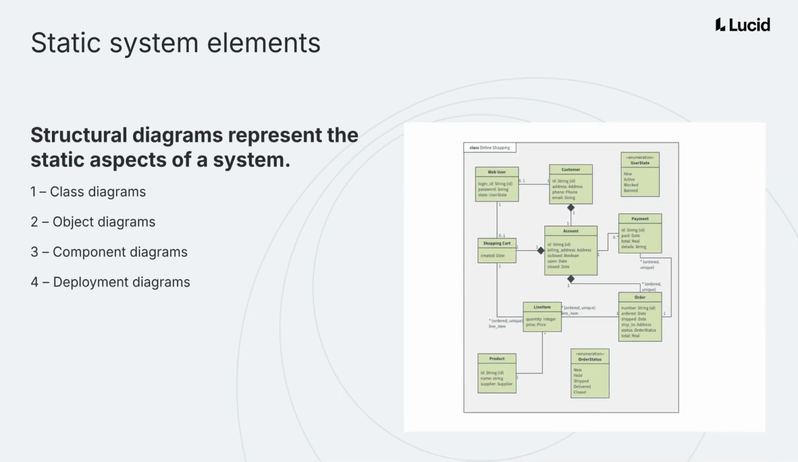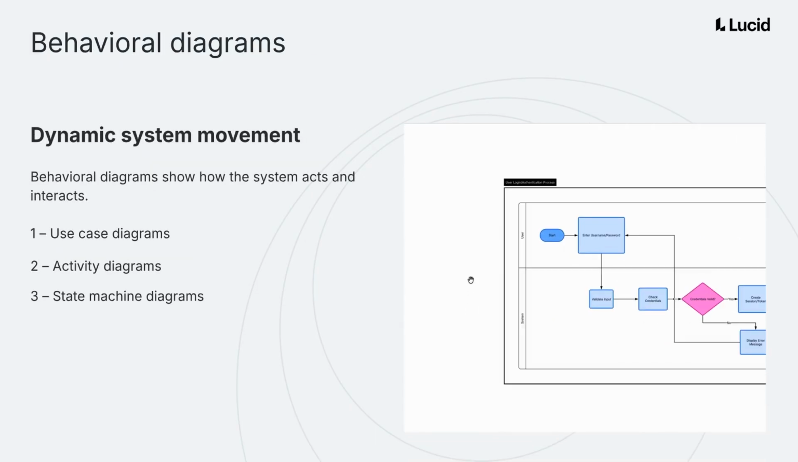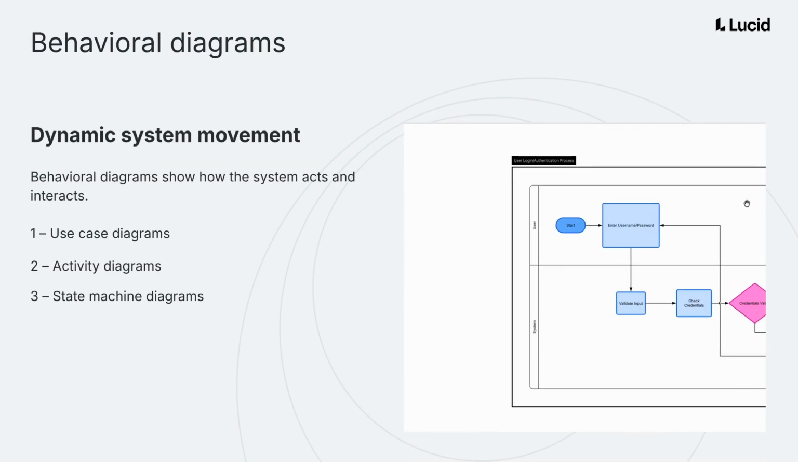This is our overview of structural diagrams. They offer a quick look at class, object, component, and deployment diagrams, focusing on the physical and logical organization of the system elements. Next, we have our overview of behavioral diagrams.